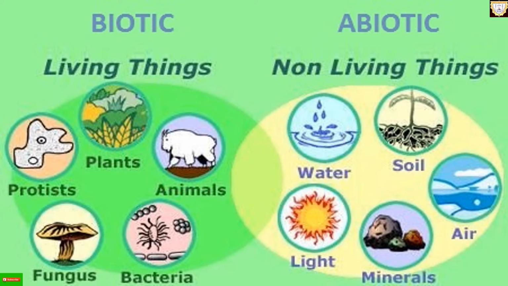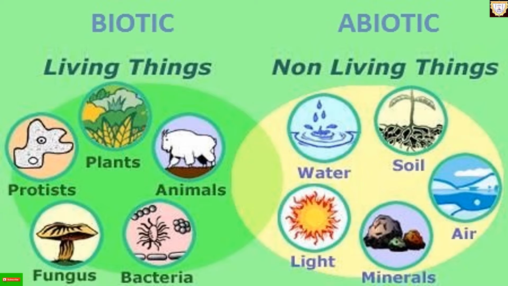We can divide the components of environment into two groups, abiotic components and biotic components. Abiotic components. Abiotic components refer to the non-living things in the environment. Soil, water, and air on the surface of the earth form the abiotic components. Other factors like sunlight, temperature, rainfall, humidity, wind, etc., are also a part of the abiotic components.